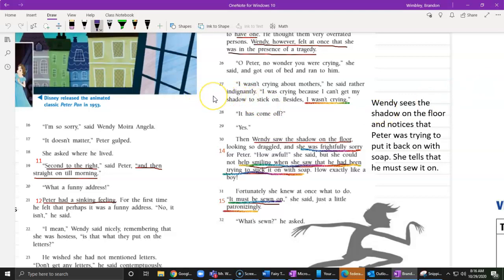I wasn't crying about mothers, he said rather indignantly. I was crying because I can't get my shadow to stick on. Besides, I wasn't crying. It has come off? Yes. Then Wendy saw the shadow on the floor looking so draggled, and was frightfully sorry for Peter. How awful, she said, but she could not help smiling when she saw that he'd been trying to stick it on with soap. How exactly like a boy. Fortunately, she knew at once what to do. It must be sewn on, she said, just a little patronizing.